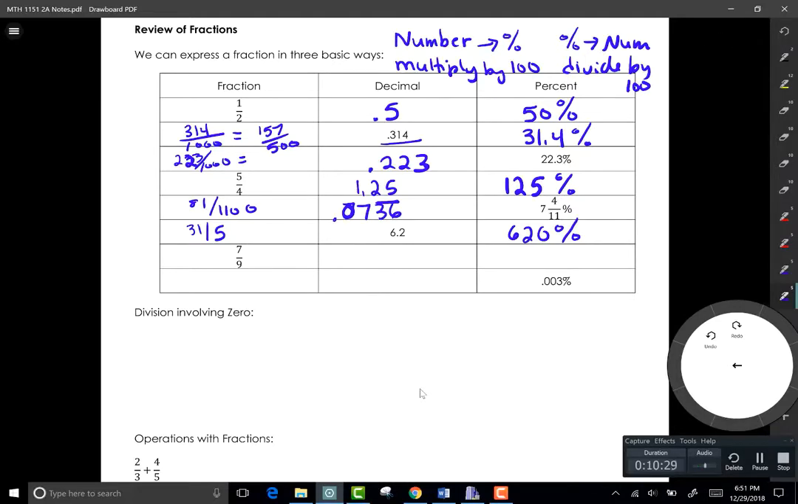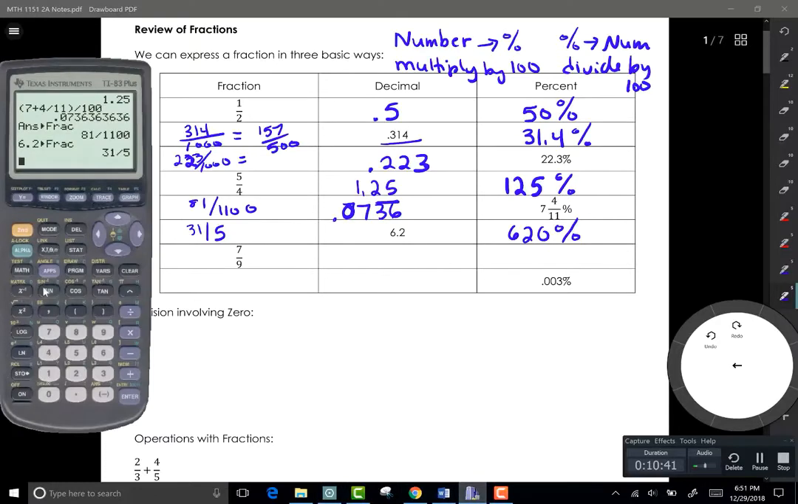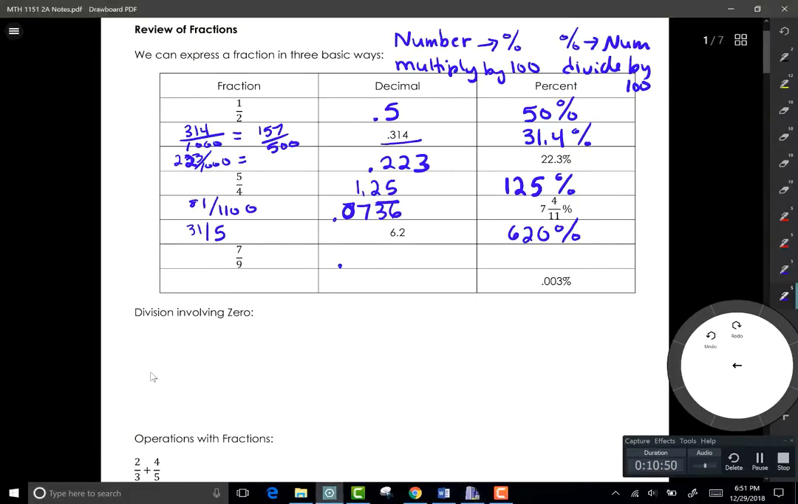Now we have a fraction that we want to put in decimal form. So I'm going to take the 7 over 9, and I'm going to use that fraction bar as division. And I'm going to do 7 divided by 9. And I'm going to get 0.77 repeating. And we can write that as 0.7 with the bar over it.